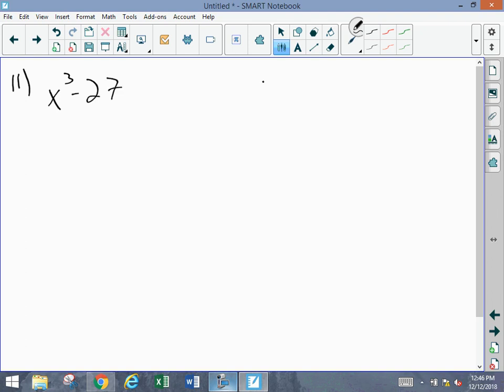So for this one, we are going to use difference of cubes. It tells me that a cubed minus b cubed is a minus b times a squared plus ab plus b squared. They're a little different.